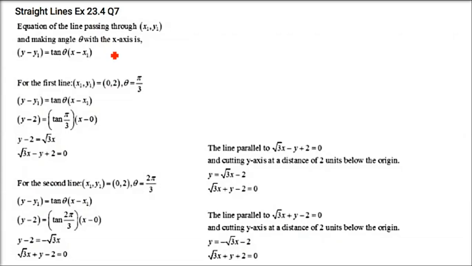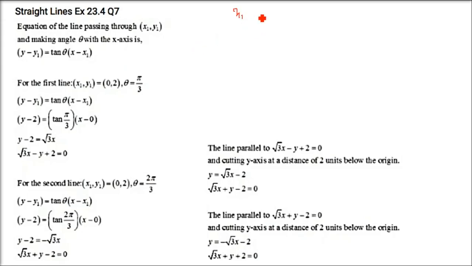Find the lines through the point (0, 2), making angles π/3 and 2π/3 with the x-axis. Also, find the lines parallel to them cutting the y-axis at a distance of 2 units below the origin. So 3 equations we have to find out. One by one we are going to take.